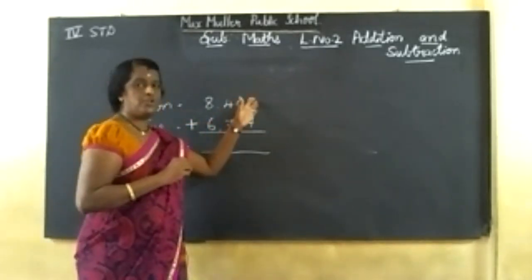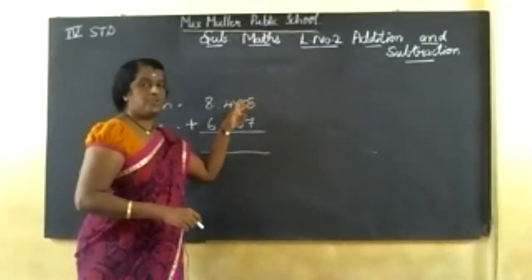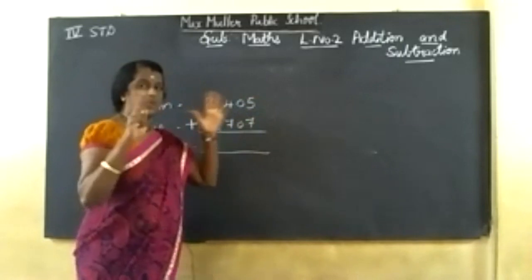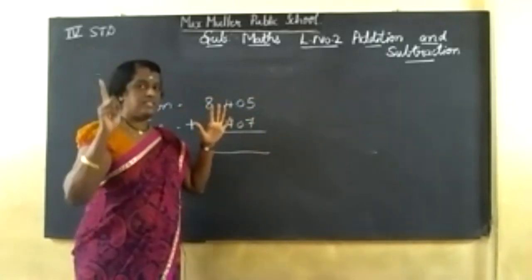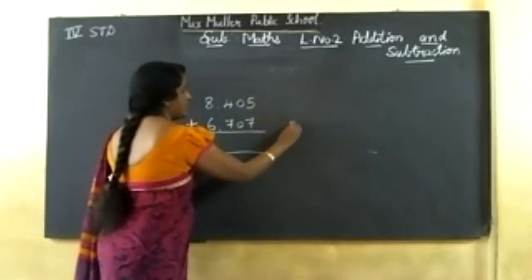So how should you do it? You will not put 5 lines and 7 lines. No. What you should do: 5 in the mind, 7 on my fingers. After 5: 6, 7, 8, 9, 10, 11, 12. Two digits came. What will you see?